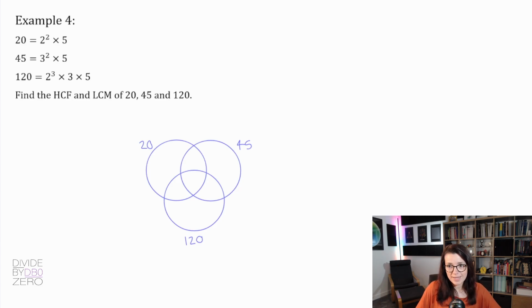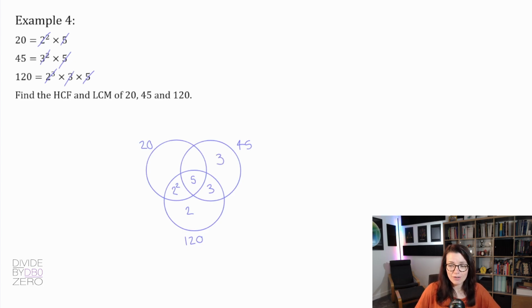So all 3 numbers share a 5. So 5 will go right in the middle of the 3 circles. And if you look carefully, 20 and 120 share 2 2s. So we can put a 2 squared in there. That deals with this, but then 120 has an extra 2, so that's dealt with now. And then 45 and 120 both have a 3 in them. They share 1 3, and 45 has an extra 3.